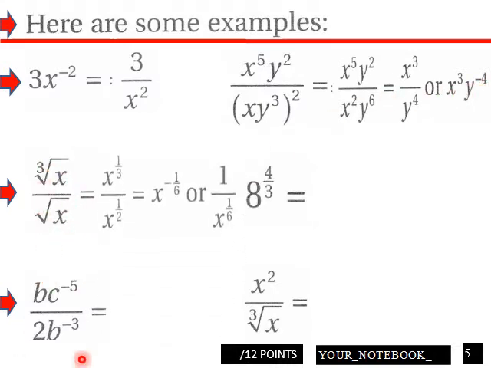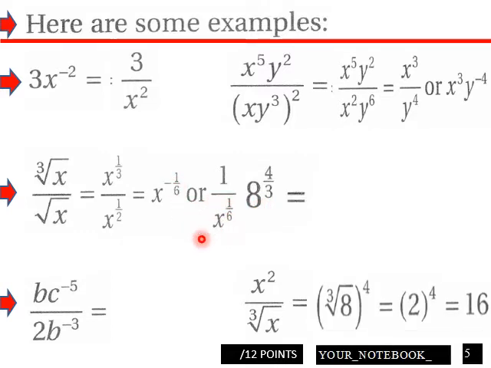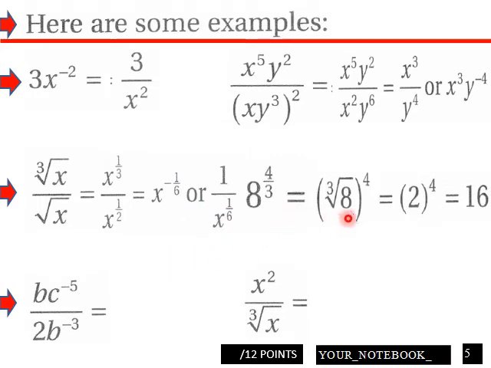And then this here, we have x to the 1/3 over x to the 1/2, which equals x to the negative 1/6, because we use our quotient power of exponents. Or we could write it this way here. We could keep it down in the denominator. And 8 to the 4/3 would become this here, the cube root of 8 to the 4th power. And then up here, we do our manipulations for negative exponents. And then we simplify and we end up with b to the 4th over 2c to the 5th.